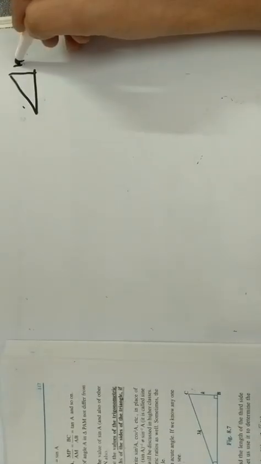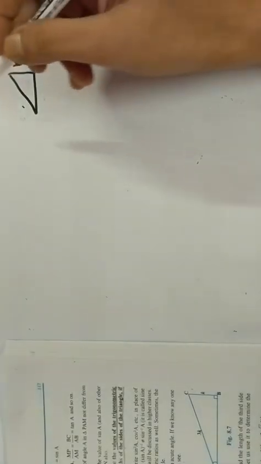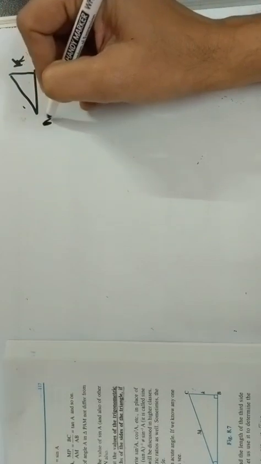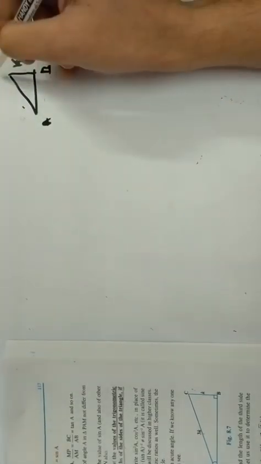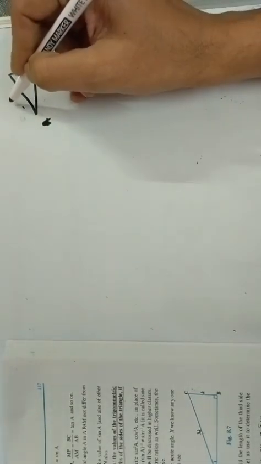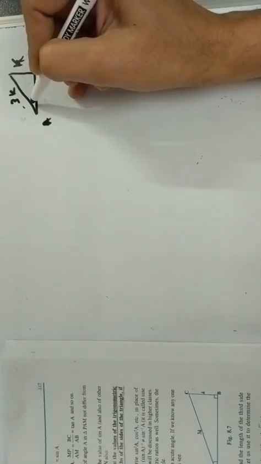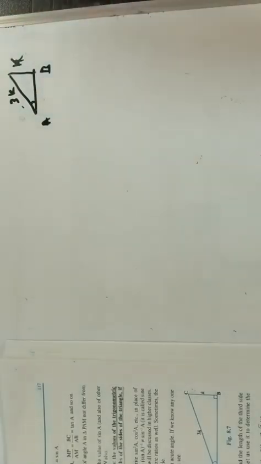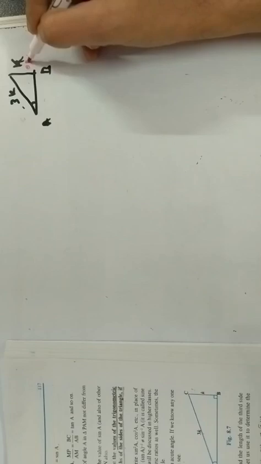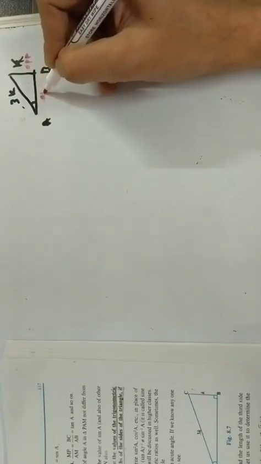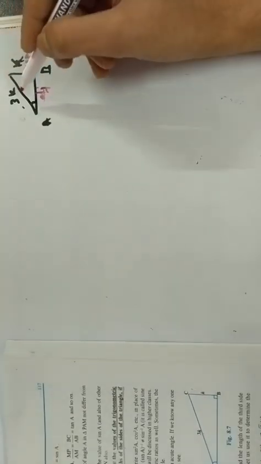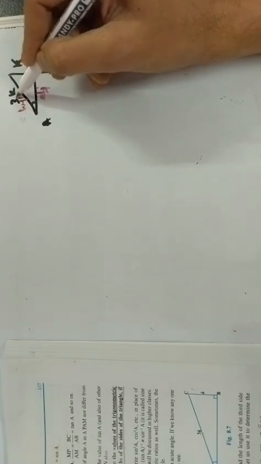This is k. Okay. This is A, B and C. And this is 3k. And our angle is from here. As per our reference, the opposite side will be this one, the adjacent will be this one and the hypotenuse will be this one.